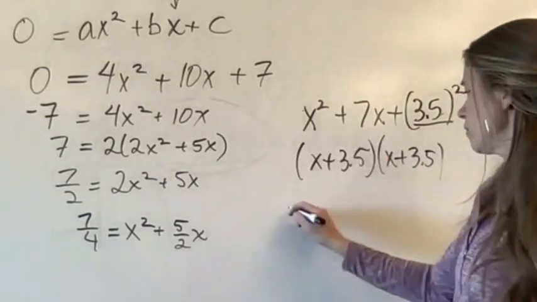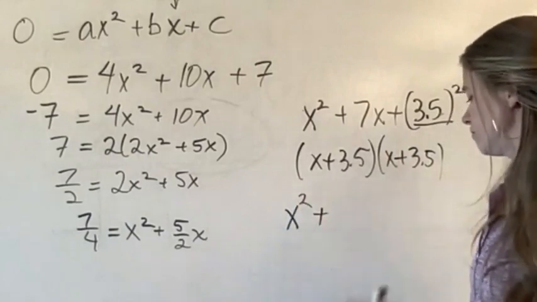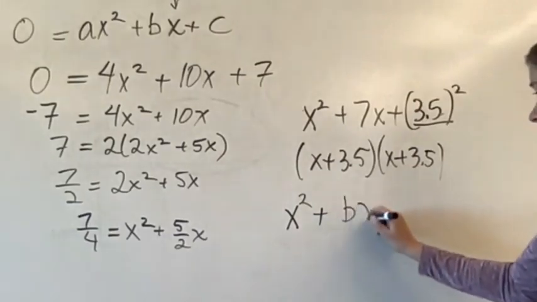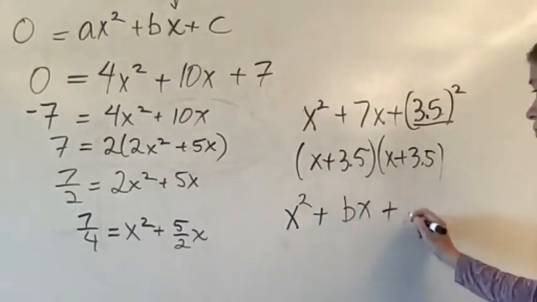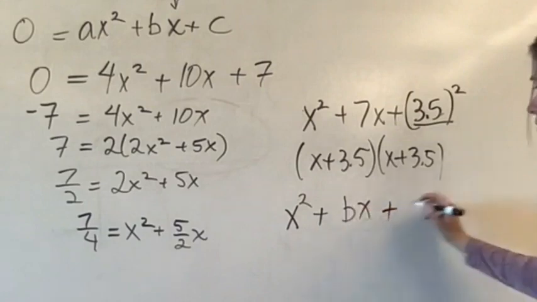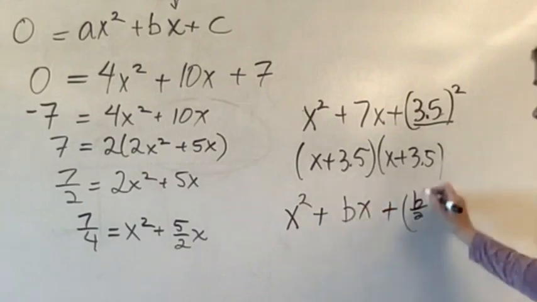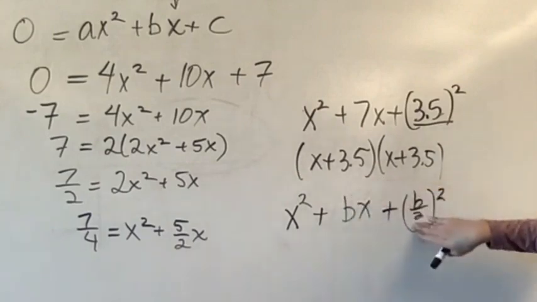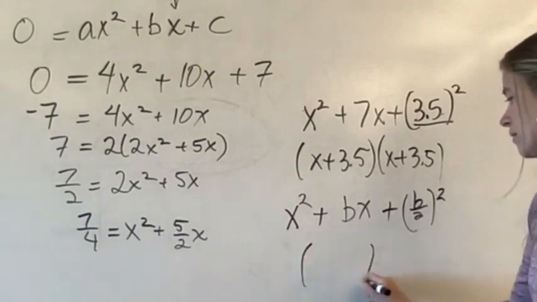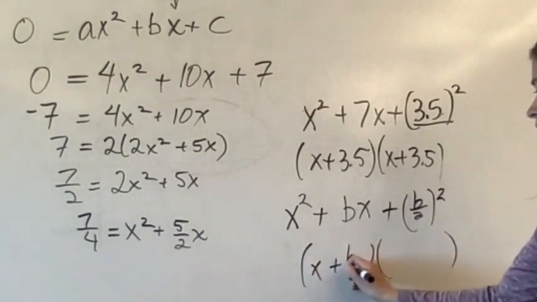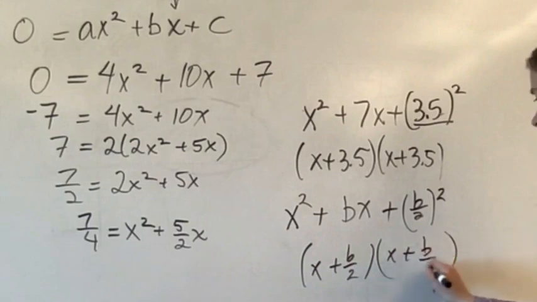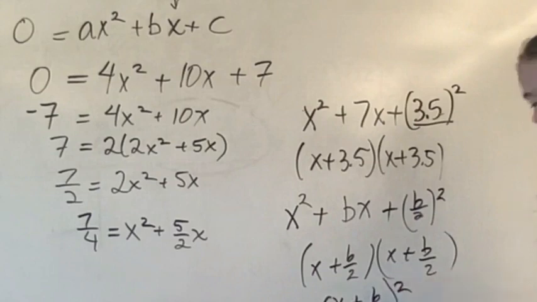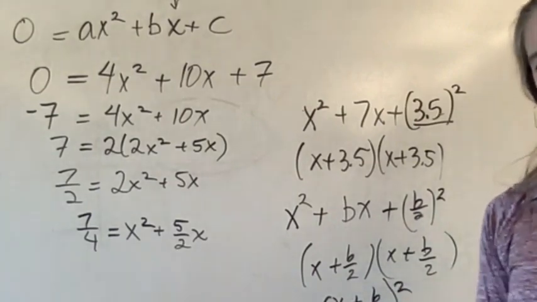Okay, so let's try it with just a number. Let's try b. I wish this was whatever this is divided by 2, and then I'd have to square it. If I added this term divided by 2 and then squared it, then I could rewrite this term as x plus b over 2 times x plus b over 2. Then I could write this term as x plus b over 2 squared. So that's this process of completing the square.